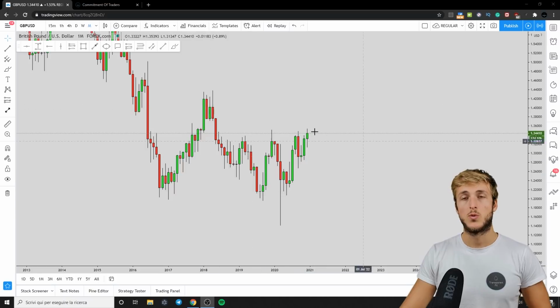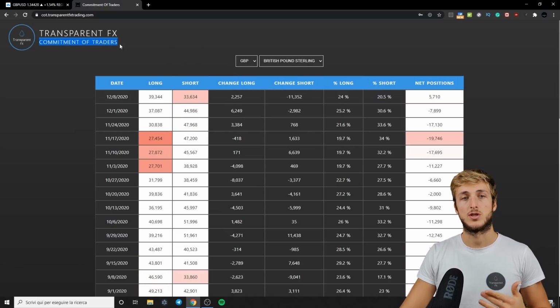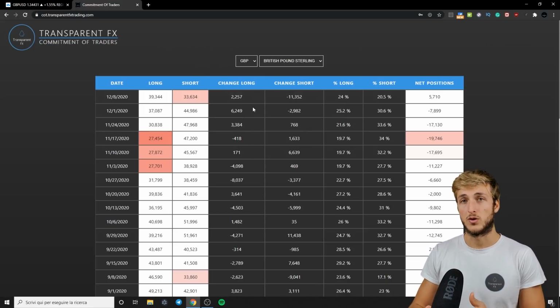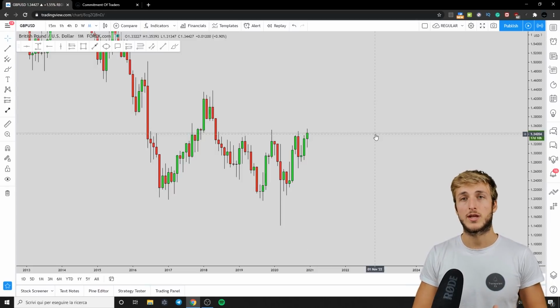So first, we will be breaking down this pair from a technical perspective. We will then go and see what we have from an order flow perspective with the commitment of traders, which is what hedge funds are currently doing in the market. And obviously, if you're able to follow what the biggest banks and institutions are doing in the market, you do have an advantage over your competition in the market. And by the end of the video, you will also know what kind of opportunity we can be looking for to capitalize on this pair. So this video will be both educational and practical. So let's start with the analysis.